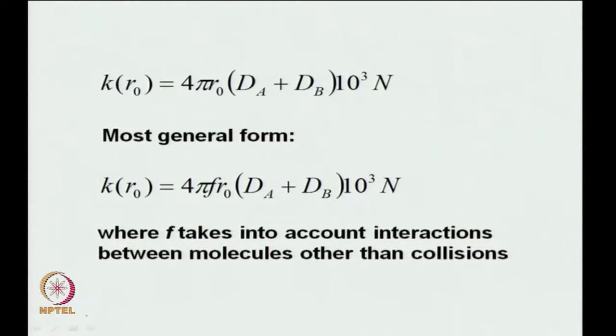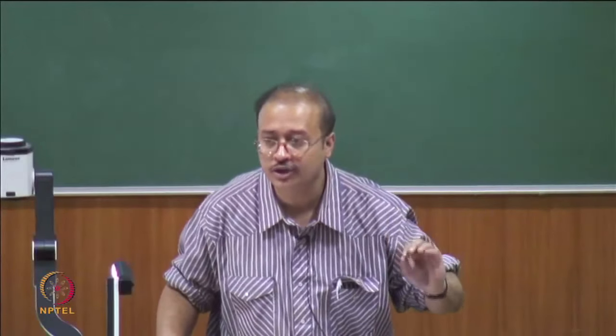So, that is then finally it becomes the most general form where k of r 0 is 4 pi f r 0, I will tell you what f is, times dA plus dB times 10 to the power 3 times n. Now, what is f? We will not go into much of details with regards to f, but this is what f is. f is a certain factor which is different from diffusion. See, this is something which we are considering, based on what we are considering only diffusion, right.